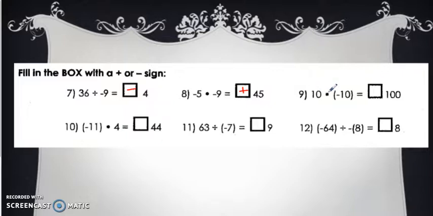A positive being multiplied by a negative, we have different signs, therefore it's negative. I have negative 11 times 4, again, different signs, the answer is negative. Positive 63 divided by negative 7, different signs, answer is negative. And finally, I have negative 64 divided by negative 8, same signs, and our answer is positive.